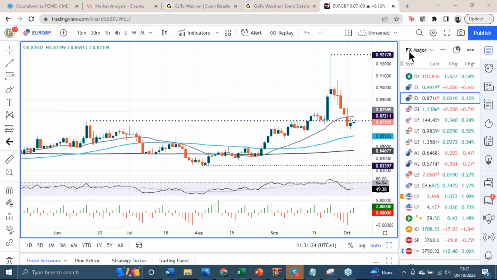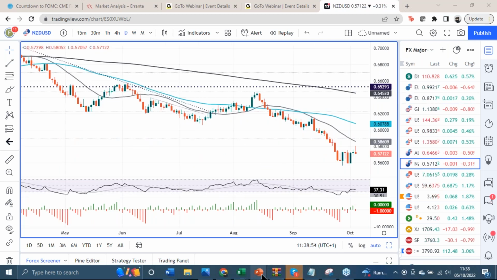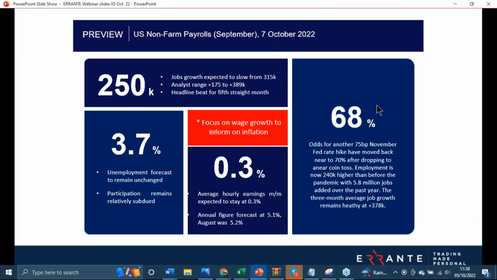Right, let's finally wrap up with a look at non-farm payrolls. Key data point, as usual, for the dollar, for markets. And certainly this is the last jobs data piece, NFP, before the next Fed meeting on November the 2nd, I think it is.